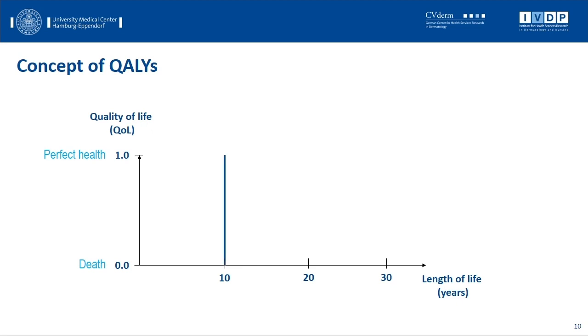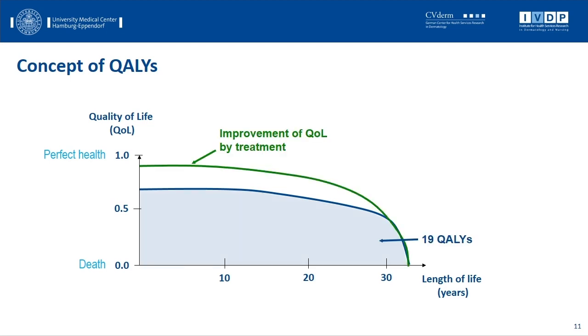So if we have a length of life of 10 years with a quality of life of 1, then this would give 10 times 1, which is equal to 10 QALYs. If we have 20 years with a quality of life of 0.5, this would give 20 times 0.5, which is also equal to 10 QALYs. So assuming we have an existing treatment, the quality of life and length of life can be displayed on this curve. And this is equivalent to 19 QALYs.